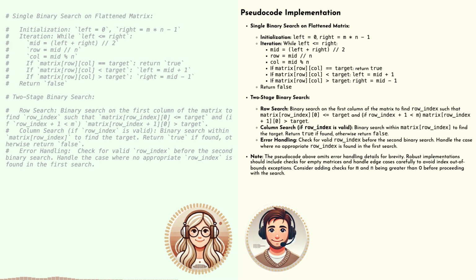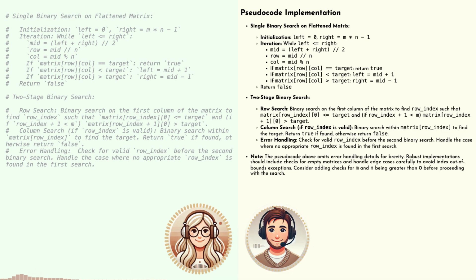Now for the grand finale. Let's tackle the pseudocode for the single binary search on our flattened matrix. This one relies on that clever mapping technique we talked about earlier. First, we need to calculate the total number of elements in our matrix, which is simply the number of rows multiplied by the number of columns. Then we set our left pointer to 0, then our right pointer to the total number of elements minus 1. Just like a standard binary search.